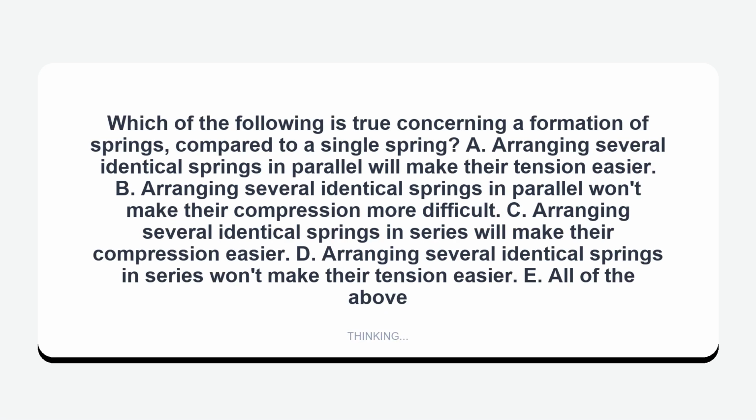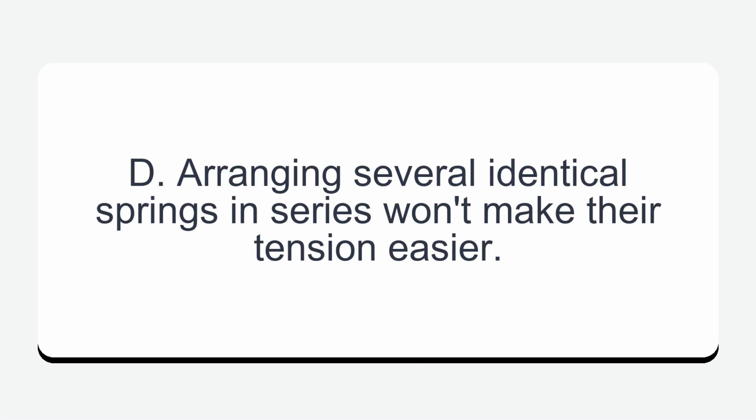Which of the following is true concerning a formation of springs, compared to a single spring? A. Arranging several identical springs in parallel will make their tension easier. B. Arranging several identical springs in parallel won't make their compression more difficult. C. Arranging several identical springs in series will make their compression easier. D. Arranging several identical springs in series won't make their tension easier. E. All of the above. D. Arranging several identical springs in series won't make their tension easier.